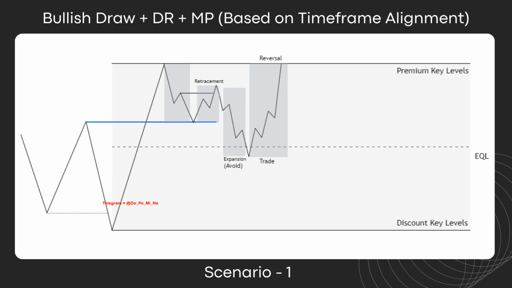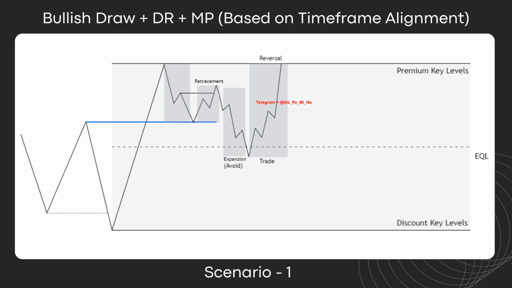Now, you can trade the key levels in the premium too, but remember they're going to be lower probability trades. You have to be extremely cautious when trading them and not fumble. For most of you, it will be best if you avoid them, and only trade the ones that are in discount in case of a bullish dealing range or bullish market conditions.